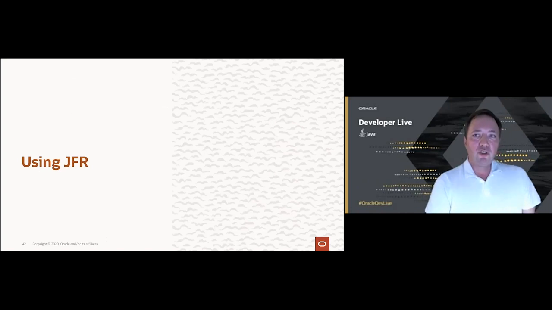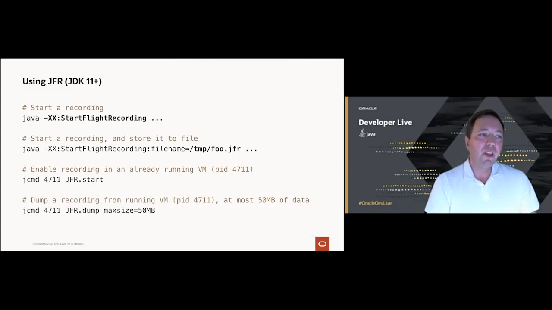So how do you use JFR? These are a few of the key ways of controlling JFR. There is a command line option called XX start flight recording. And if you run with that, it will start the recording in the background and store all this information in memory. And then you can dump it out later. You can also optionally specify a file name to dump the recording to when you start up the JVM.